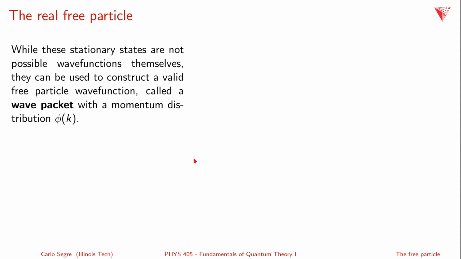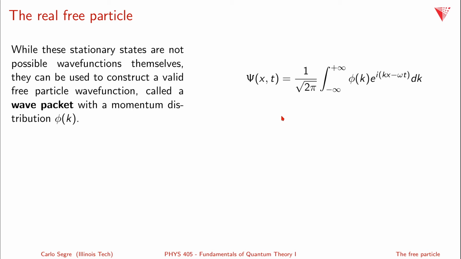So what is the real free particle? Well, even though the stationary states are not possible wave functions because they can't be normalized, they can be used to construct a valid free particle wave function. And that's called a wave packet. And a wave packet is a sum of free particle stationary states with a momentum distribution, or an integral of them, actually.